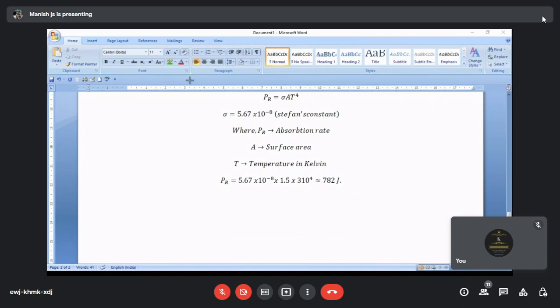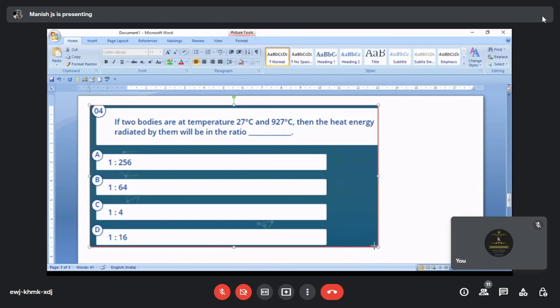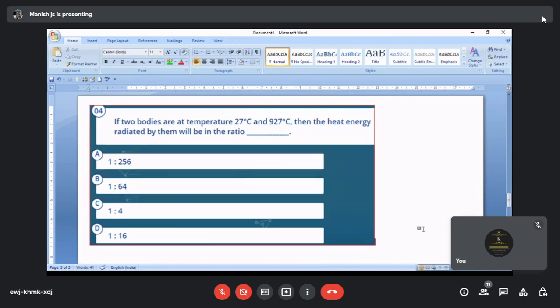Next question. Let's try it. If two bodies are at temperatures 27 degrees and 927 degrees Celsius, then the heat energy radiated by them will be in the ratio. Find out the ratio. The temperatures of the two bodies are given. Tell me the ratio of heat energy radiated.